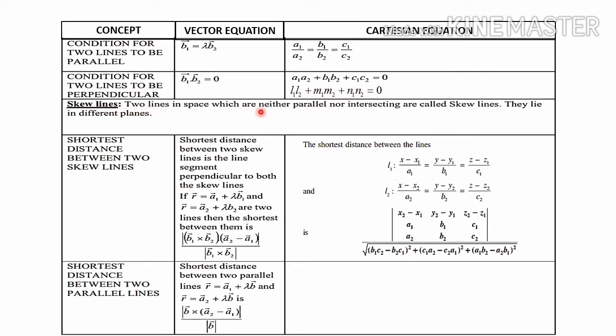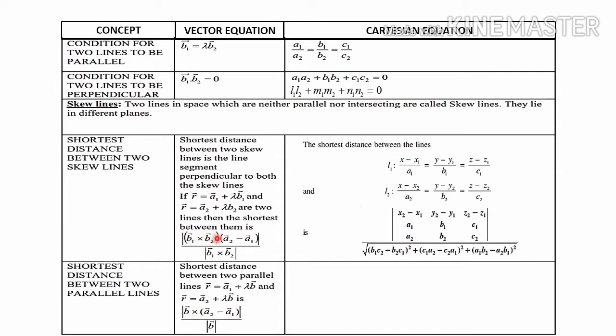Skew lines means the lines which are neither parallel nor intersecting and they are lying in different planes, or non-coplanar. Shortest distance between two skew lines we have learned, where we have studied the modulus together, but here I'm just keeping it separately because it is easy for you to calculate. Both are the same only.